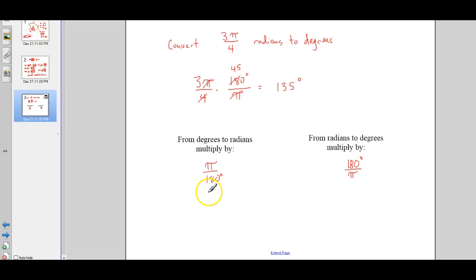Whatever you want to get rid of basically goes in the denominator. I want to get rid of degrees, so degrees goes in the denominator. I want to get rid of radians, so pi, remember this is radians, goes in the denominator. All right, so that's converting from one measurement of an angle to another type of equivalent measure in a different unit of measure, radians versus degrees.